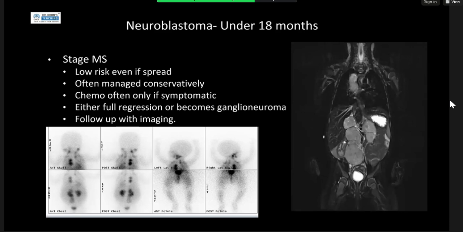You do chemotherapy only if it becomes symptomatic, which then it can either fully regress or become something more low grade like the ganglioneuroma. And like what I said earlier, what you follow up with is imaging. On this MR here, you see one that has more extensive disease, and on MIBG there are also metastases higher up, on both sides, and partly in nodes as well.